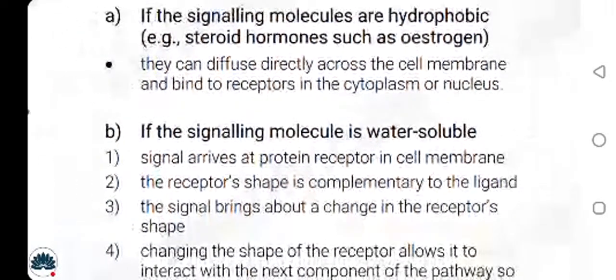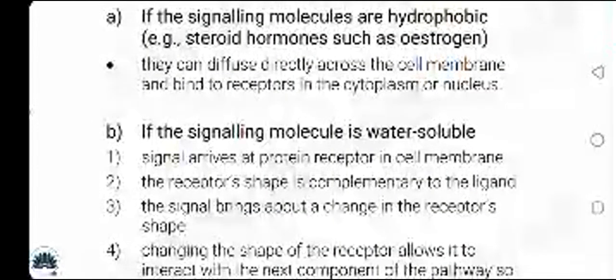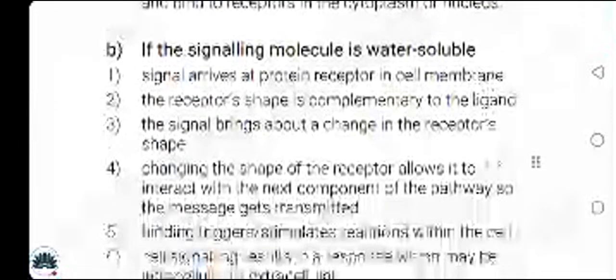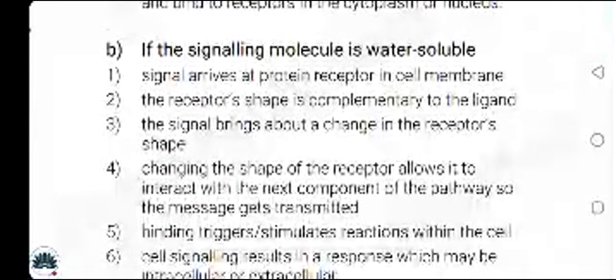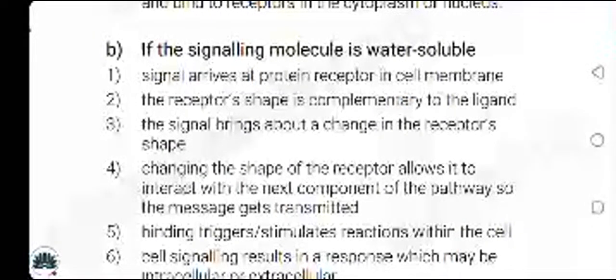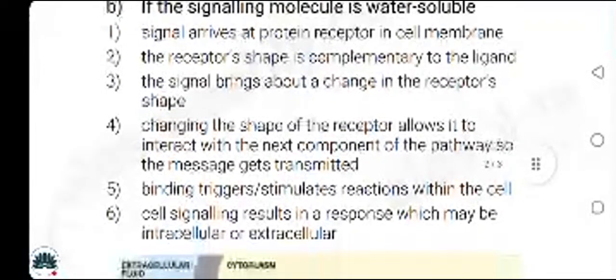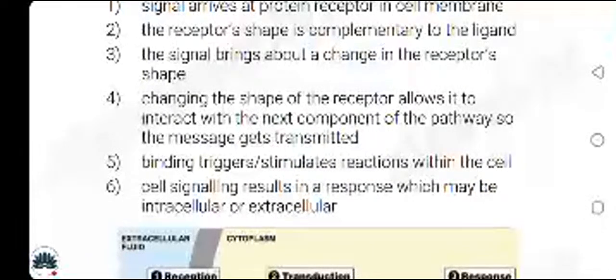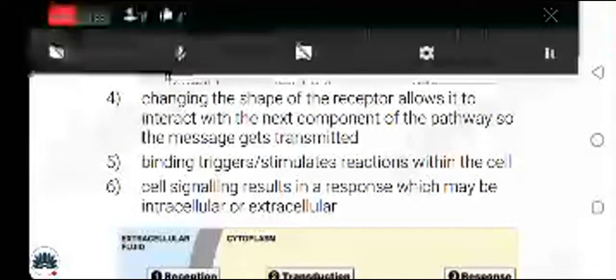If the signaling molecule is water soluble, number one, the signal arrives at a protein receptor in the cell membrane. The receptor's shape is complementary to the ligand. A ligand is basically a molecule which is foreign, which is not of that particular cell. The signal brings about a change in the receptor's shape. Changing the shape of the receptor allows it to interact with the next component of the pathway, so the message gets transmitted. Binding stimulates reactions within the cell. Cell signaling results in a response which may be intracellular or extracellular.